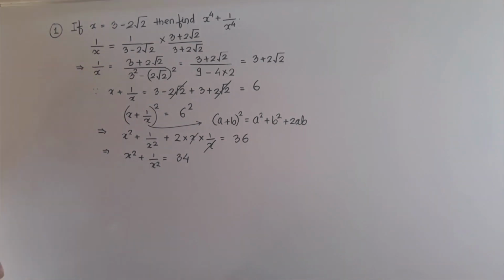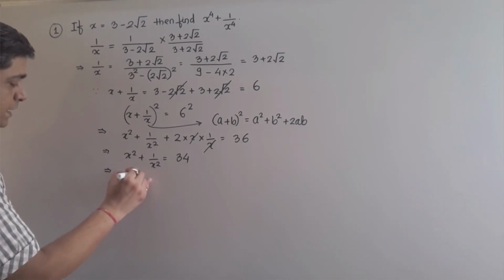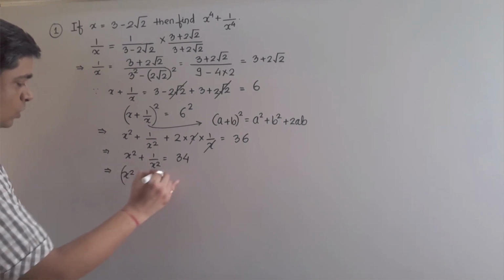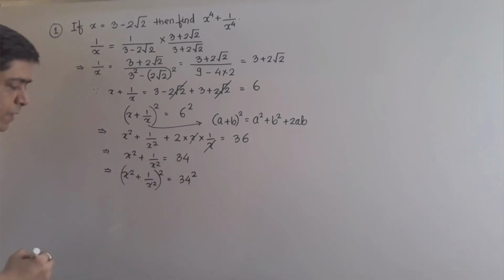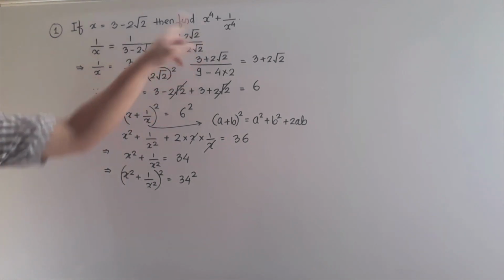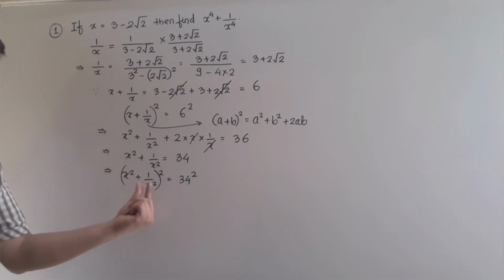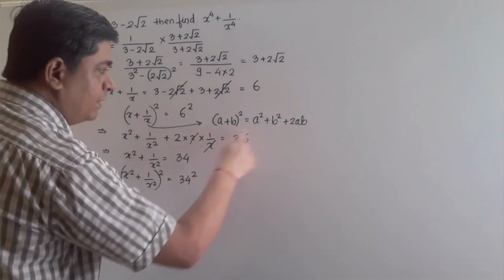Now again squaring on both the sides means again I am taking the power 2 onto both sides. So (x square plus 1 upon x square) whole power 2 will be equal to 34 square. Again I am taking the power 2 because I need to obtain the power 4 here. Once again I need to square. Now here I will consider x square as my a and 1 upon x square as my b. So again the same formula I will apply here.